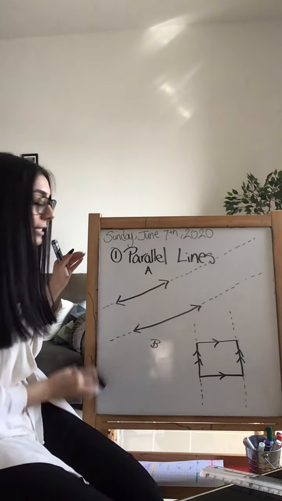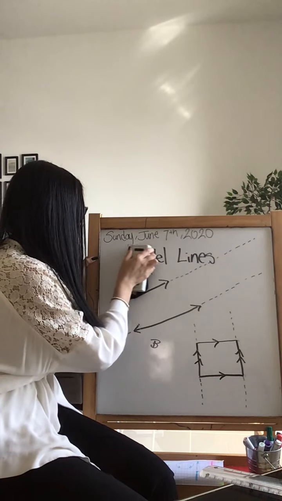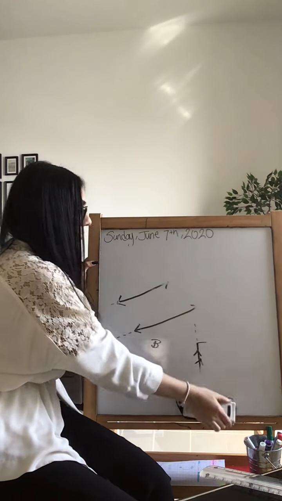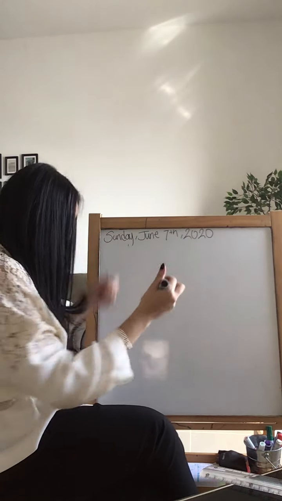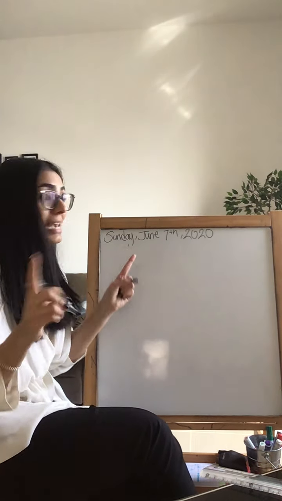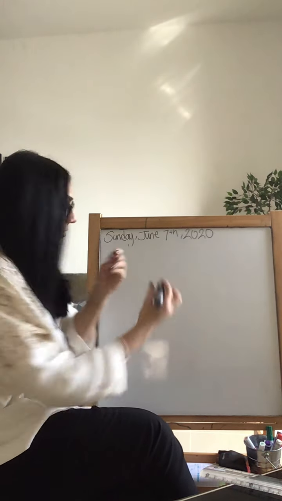Okay, now let's look at the second type. So copy that down, and then we can go to the second type of line, which is the opposite of a parallel line, really. So we looked at parallel lines that never cross. Now we look at intersecting lines, which do cross.